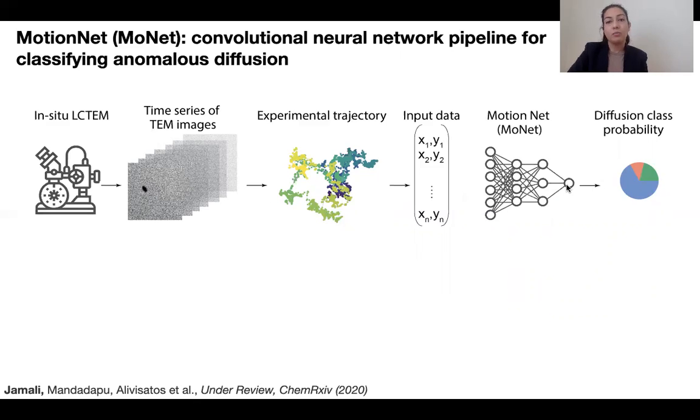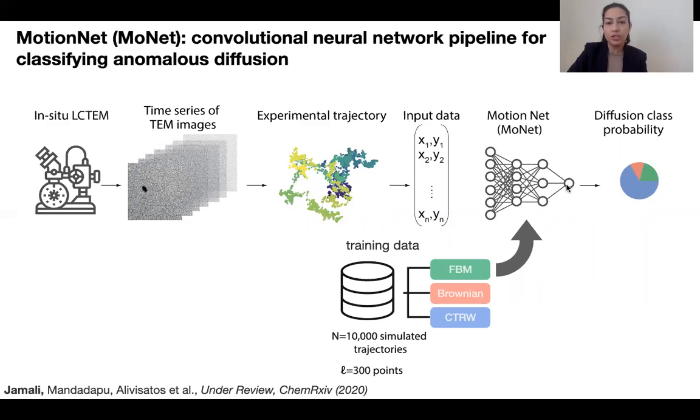MoNet is trained on 10,000 simulated trajectories from three classes of diffusion, FBM, Brownian, and CTRW, that we talked about. The trajectories are all 300 frames long. What MoNet does is try to learn the filters and the weights associated with these filters that find the pattern in this training data associated with each of these classes of diffusion. The output of MoNet is the class probability of the diffusion class associated with the given input, so with what probability we have continuous time random walk, FBM, or Brownian motion for each trajectory that we are testing this on.